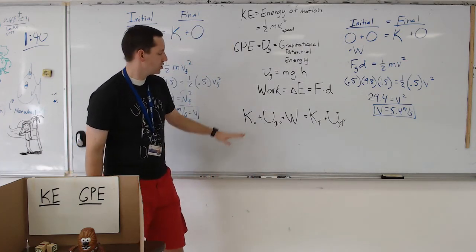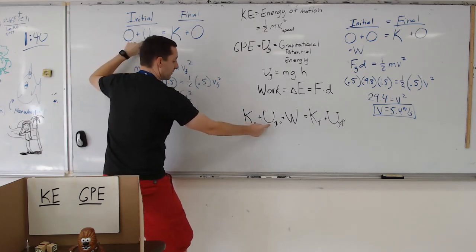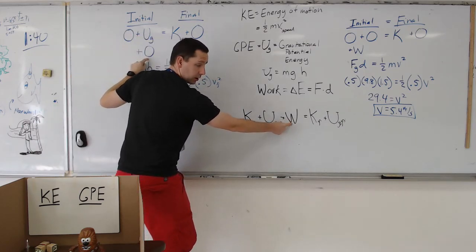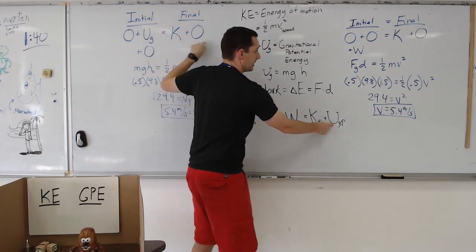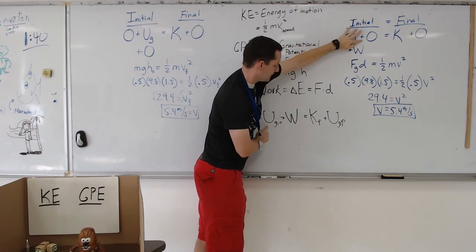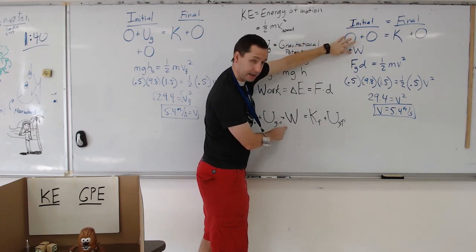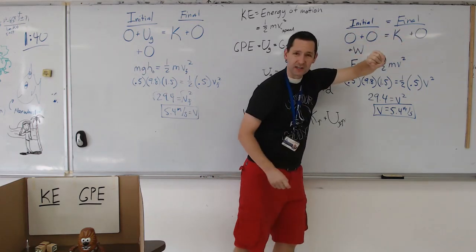All right? So this is what we were doing. Initial kinetic, initial gravitational, and the work coming in was equal to the final kinetic and the final gravitational. Same thing here. Initial kinetic, initial gravitational potential, work being added in, final kinetic, and final gravitational potential energy.